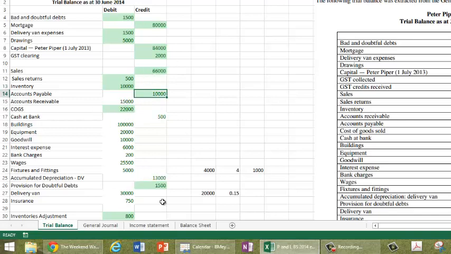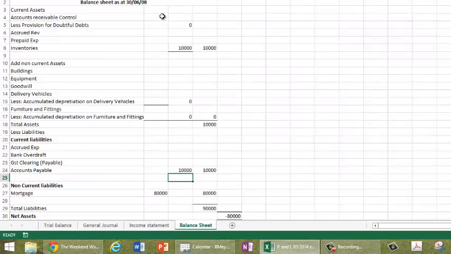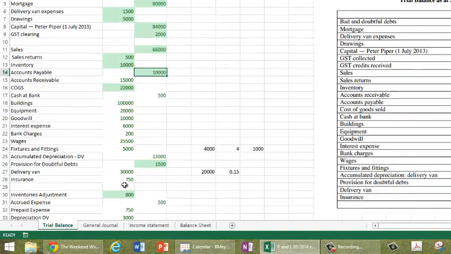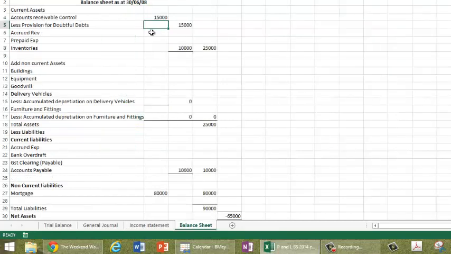Accounts receivable sits in the current assets section of the balance sheet. Let's put it in there. Provision for doubtful debts, I'm going to find that straight away and put it in so I know I've got it done. $1,500. I'm going to tick that one off first. So put that one in. That's $1,500 in here. You can see here the difference, the provision for doubtful debts, meaning that we think we're only going to collect $13,500, which is a lot more realistic.